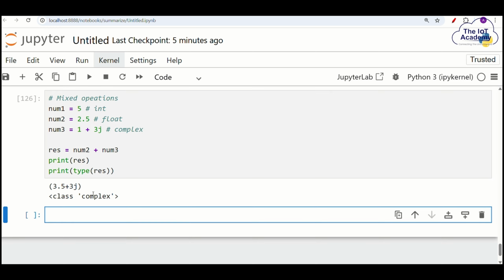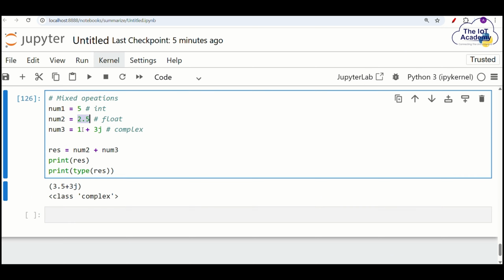The answer is complex. Again, not a surprise, because what's happening is 2.5 plus 1 plus 3j. When you are adding two numbers, this 2.5 is a real number and this is the real part. So the real part is going to get added to the real part. This does not have a j in it, so basically you're just adding the real parts together. All right, so that concludes your numeric types.